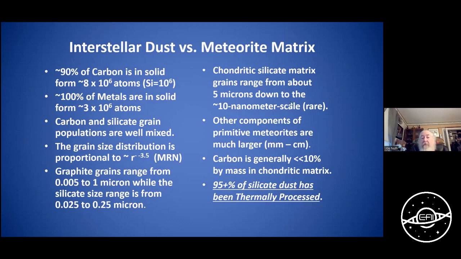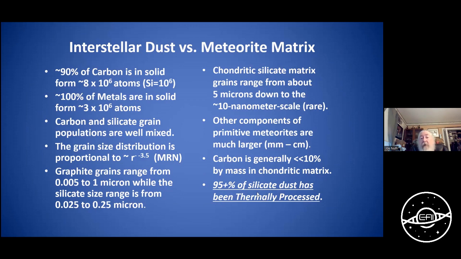Matrix is very small, down to micron range. Lots of other components are in the millimeter to centimeter range. You've got CAIs and chondrules that are all fairly large. Carbon is much less than 10% in chondritic matrix. And the bottom line on that is that most silicate dust has been thermally processed to a fairly large degree. So these two are intimately mixed.